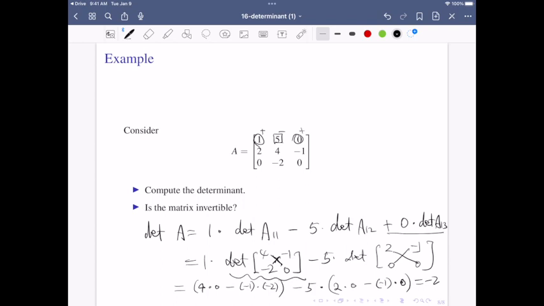All right, so we have this answer for the first question. Now, is the matrix invertible? Because the determinant of A is negative 2, which is not equal to 0, A is invertible.